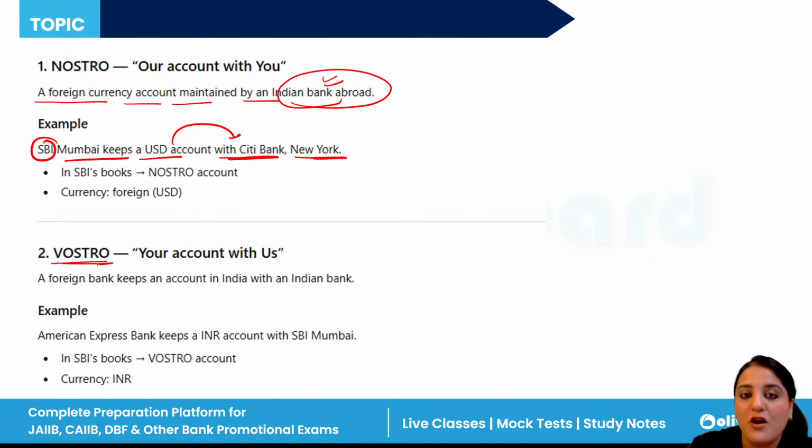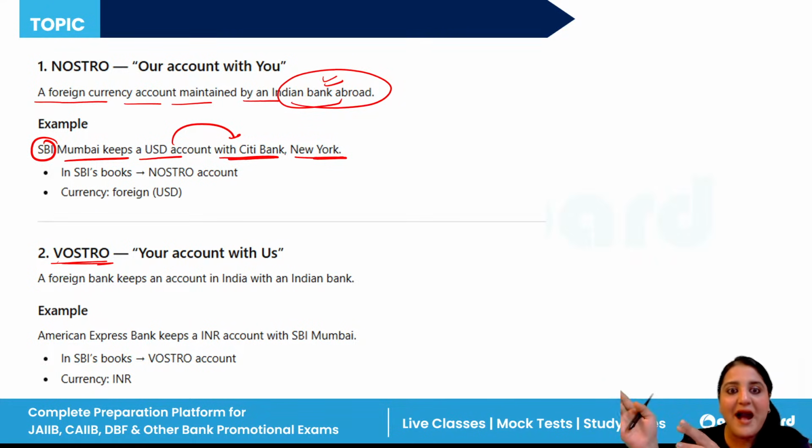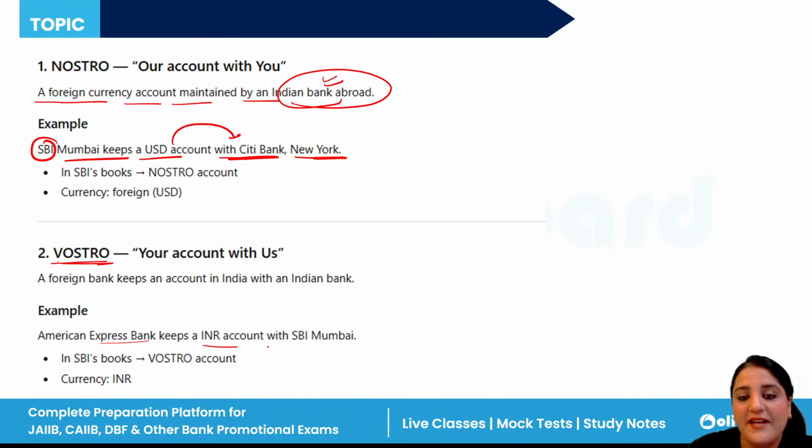And what is a Vostro account? Your account with us. Means when a foreign bank keeps an account in India with an Indian bank. So very simple. Nostro account is when a foreign currency account is maintained by an Indian bank abroad, and when a foreign bank keeps an account in India with an Indian bank, that is called a Vostro account. So American Express Bank keeps an INR account with SBI Mumbai. So in SBI books, that is called the Vostro account, and currency is INR, right?